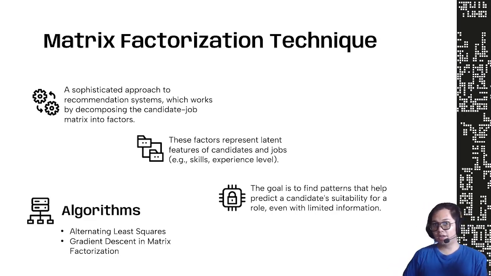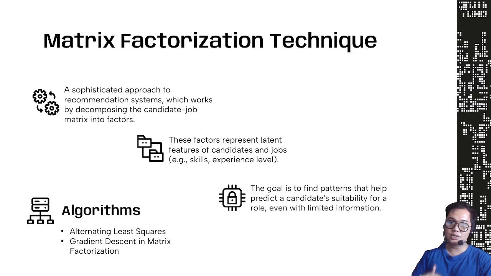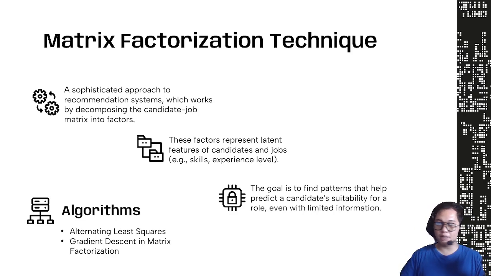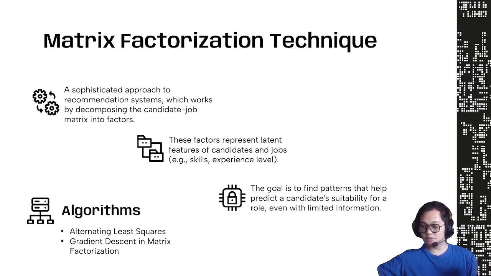Well, as we know from our previous videos, the technique that we are using here is matrix factorization, a sophisticated approach to recommendation systems which works by decomposing the candidate-job matrix into factors. These factors represent latent features of candidates and jobs, for example, skills and experience levels. The goal is to find patterns that help to predict a candidate's suitability for a role even with limited information. As we know from our previous videos, the algorithms that we are going to learn here are two algorithms: alternating least squares and gradient descent in matrix factorization.